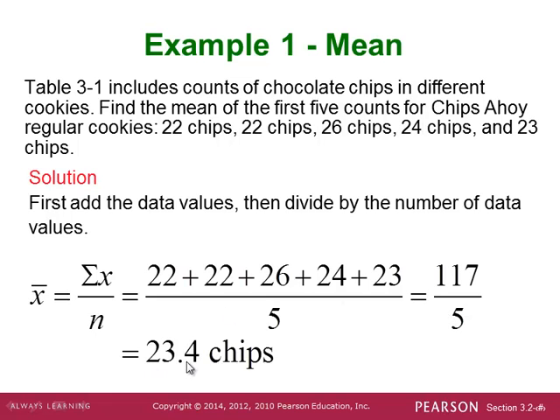Now, just understand that your level of precision in your answer should be 1 decimal place further beyond the level of precision in your data. Notice that all of these are integers in your data set here. So it's perfectly acceptable for your answer to be rounded to 1 decimal place. If your data values were expressed to 1 decimal place, then your mean would be expressed to 2 decimal places, and so forth.